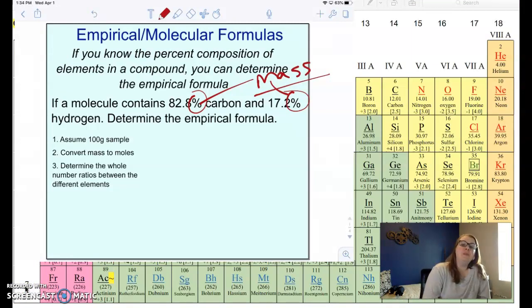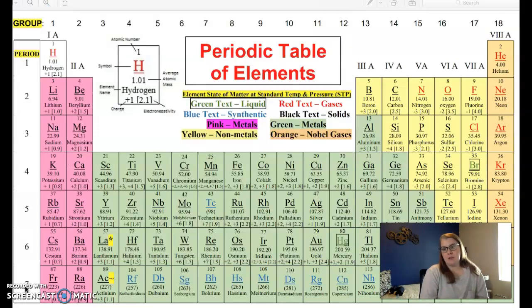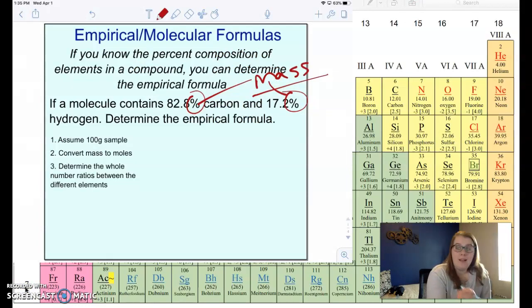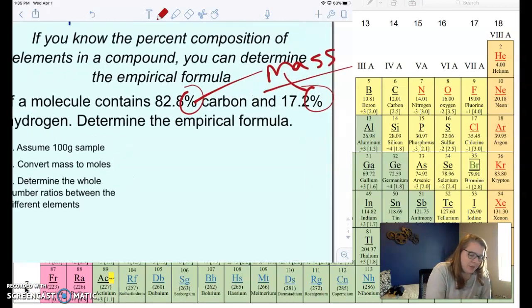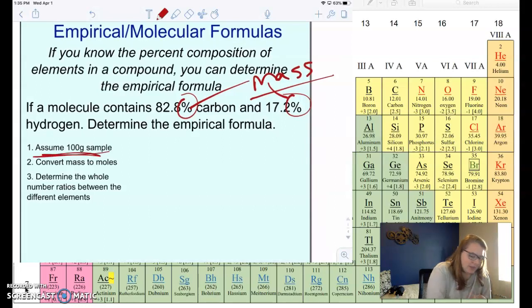Sorry. So, these percentages are percents by mass. I'm going to start over. Okay, let's dive in and figure out how many moles of each of these elements there are. So the key with this is basically, why don't you just assume you had 100 grams? Because if you had 100 grams and 82.8% of it was carbon, you had 82.8 grams of carbon.